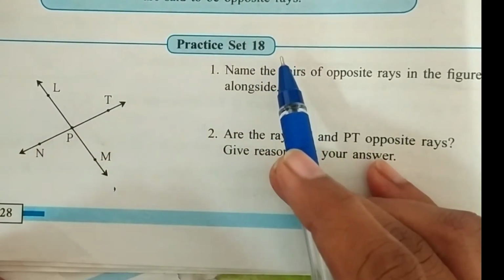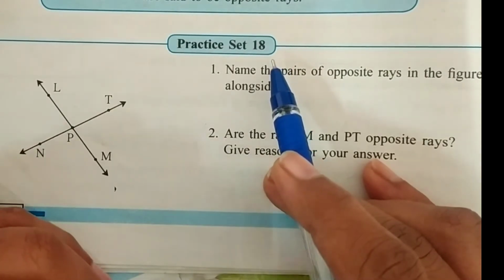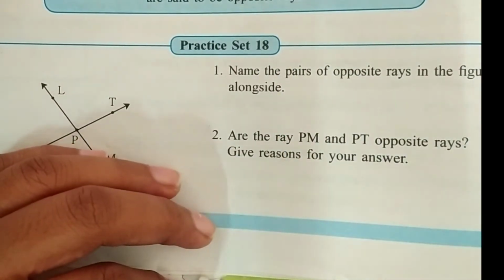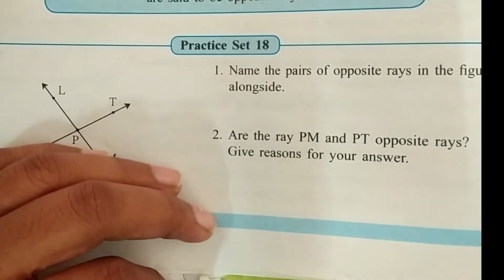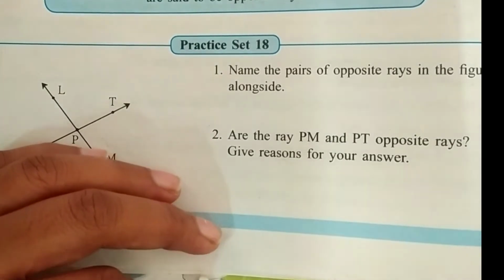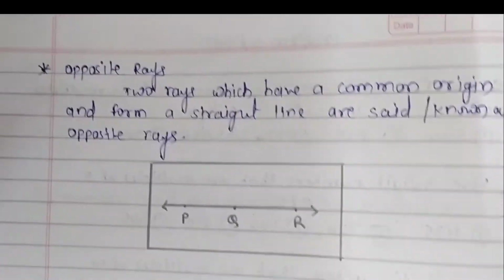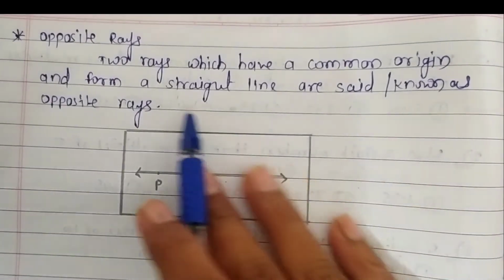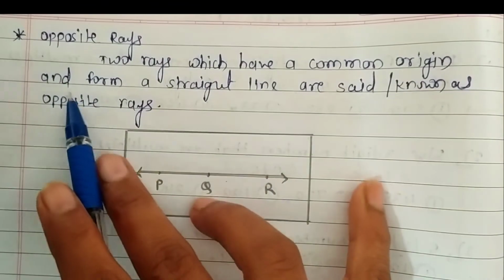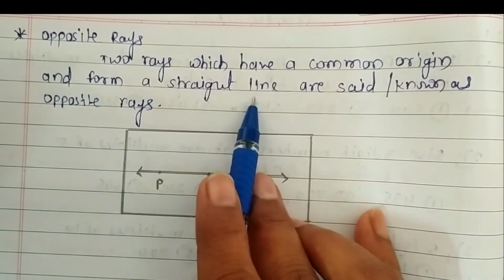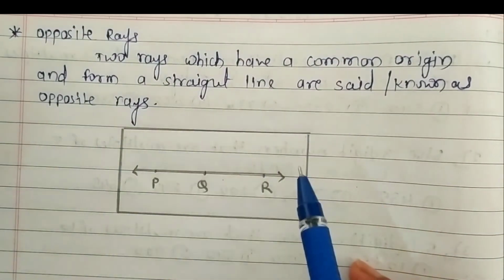Before we start, we should know about opposite rays. So, what are the opposite rays? It is useful to us while solving this practice set. So first of all, let's learn about opposite rays. Look here. Opposite rays means two rays which have a common origin and form a straight line are said or known as opposite rays.